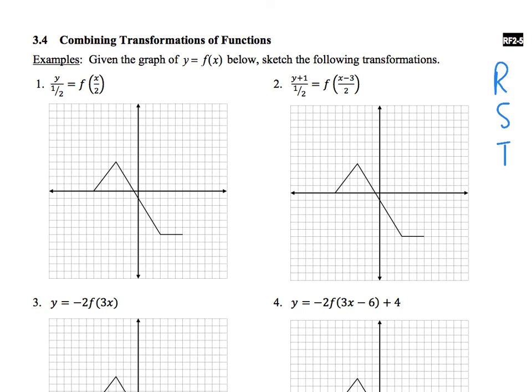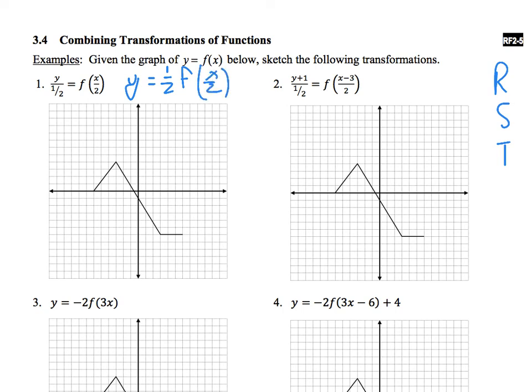As we quickly look through these 4 graphing questions that we have, question number 1, all we have here is y's divided by something, which is a little bit different, but keep in mind we could rearrange this. And so this equation we could rewrite as y is equal to a half times f of x over 2.